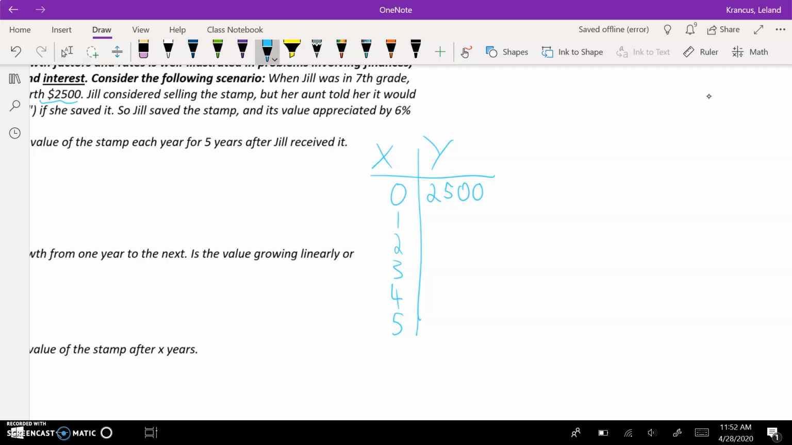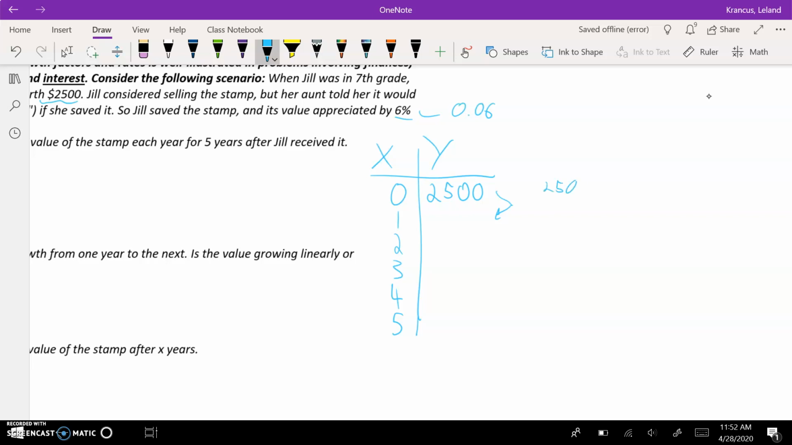We can do this the hard way, but if we know how to model this using an exponential function, there is a shortcut. So first we're going to do this the hard way. Let's say we have $2,500, or it has a value of $2,500, and it goes up by 6%. Now remember, 6% as a decimal is 0.06. Move the decimal 2 places to the left. You have the decimal form of that percent.